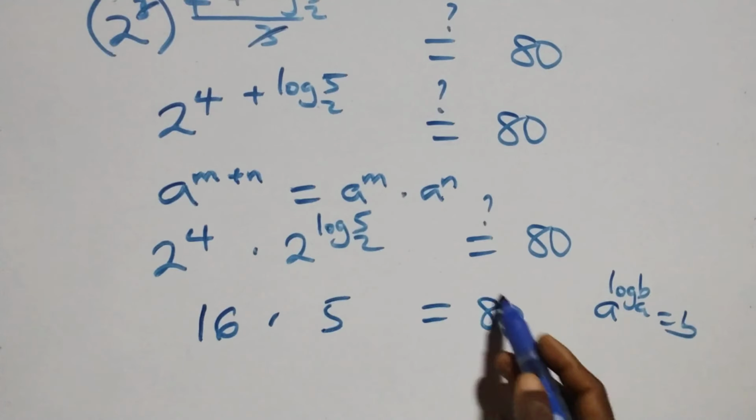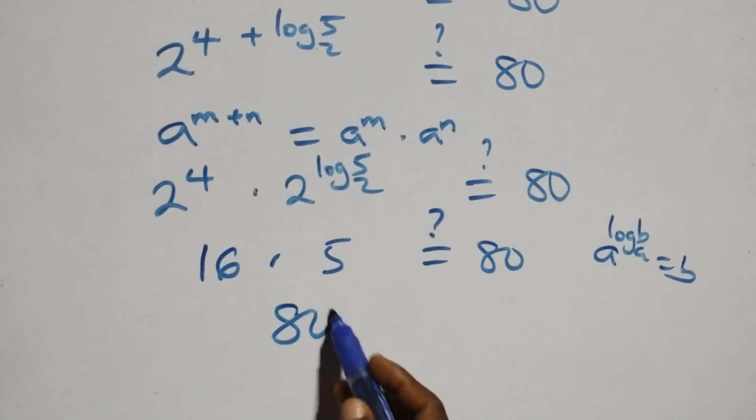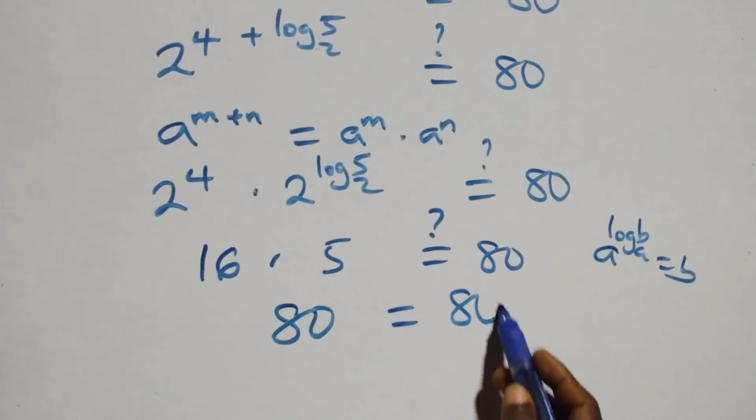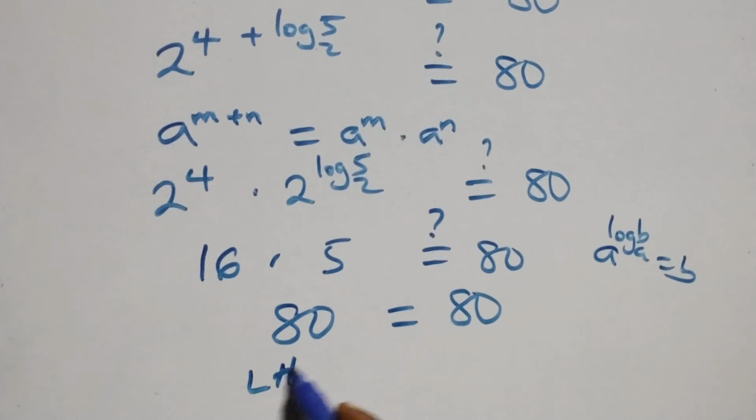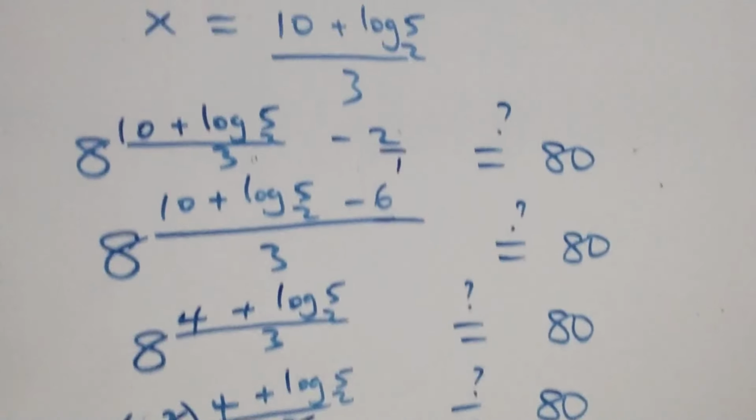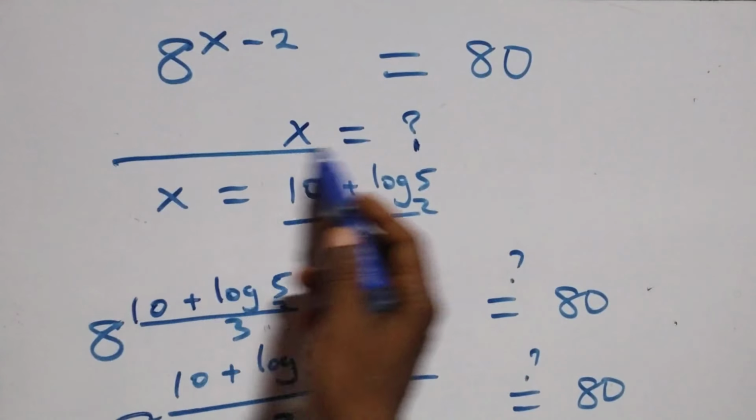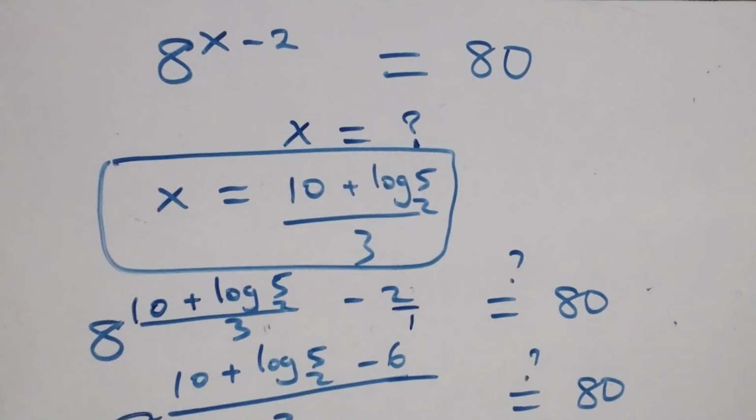Is it equal to 80 here? 16 times 5 equals 80. Is equal to 80 from here. Left hand side equals the right hand side. And therefore, we conclude that x equals 10 plus log 5 base 2 all over 3 satisfies this given problem.